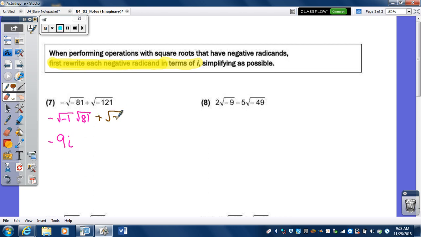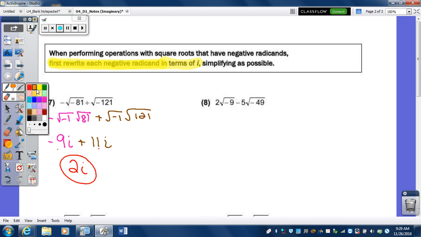Plus, again, take that -1 away from the 121, so now it's a positive 121, which is a perfect square. Square root of 121, so we got plus 11i, so that square root of -1 turns into an I again. So we got -9i plus 11i, which just follows the same rules as adding any kind of variable. You just add the numbers in front. So -9 plus 11 would give us 2i. It's just like if you had a -9x plus 11x, you'd get 2x.